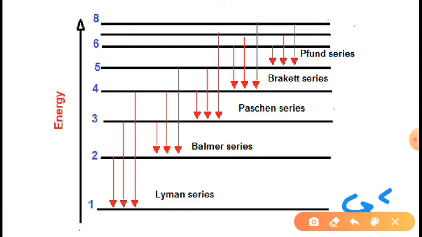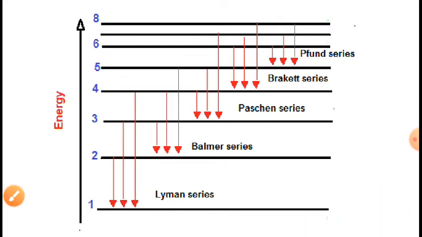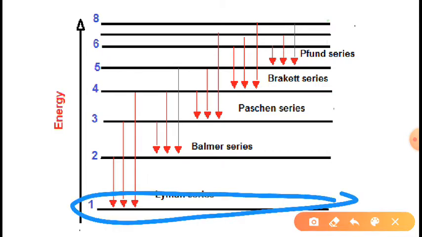I have told you about the ground state. So if they are jumping to this region, means this region, after releasing the energy, the atoms are jumping from their excited states to the first state here, meaning the ground state.